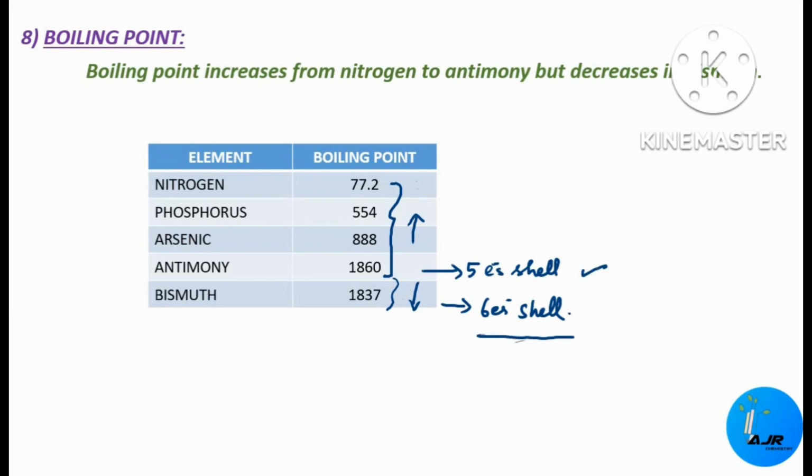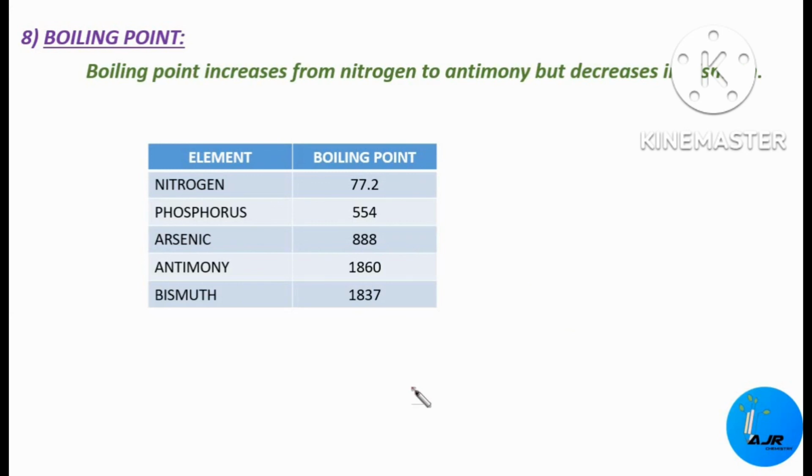Whereas here it is a six electron shell. Since it is a six electron shell, the nuclear pull will be less. So it is easy to remove the electrons, and we have to spend lesser energy. So the boiling point decreases in the case of bismuth. Understood, students? This is the reason why the boiling point is lower in bismuth when compared to antimony. Well, fine students, you might have understood what I have taught today.